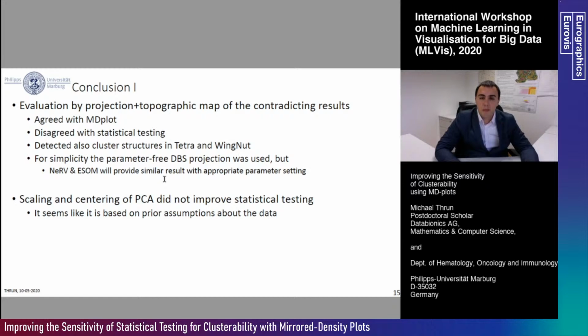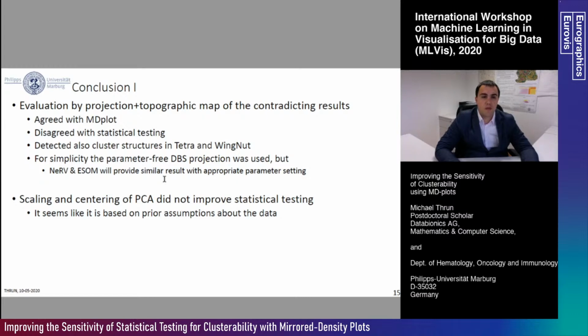Such an approach of projection and topographic map, of course, can be used not only for the DBS projection, but also for methods like NeRV or ASOM, but then the user has to choose the appropriate parameter setting for these projection methods. What we also showed is that scaling and centering of PCA did not improve the statistical testing or the visualization in the case of clusterability. It seems to me that it is based on prior assumptions about the data in R. But this is out of scope of this workshop paper.